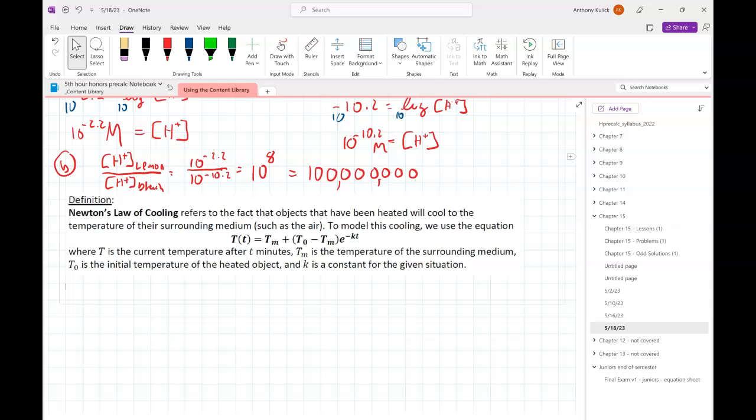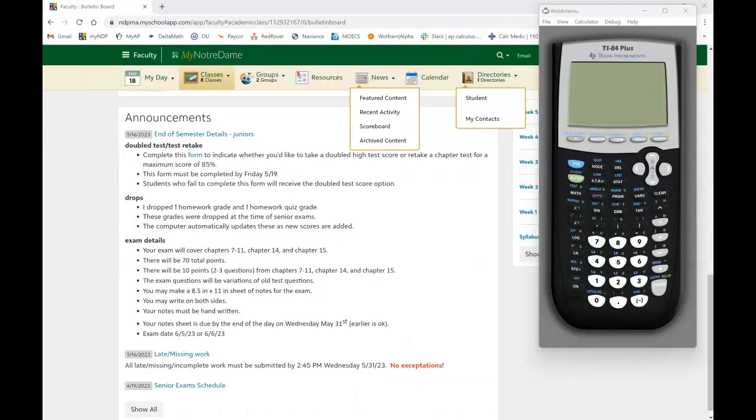And then k is a constant for the given situation. Depending on the material you're heating, materials cool at different rates. Like the inside of a pizza roll cools really slowly. That stuff is lava hot forever, as opposed to your French fries from McDonald's, which seem to get cold in the 3-minute drive to your house. So k is specific to that substance. Let's look at an example.